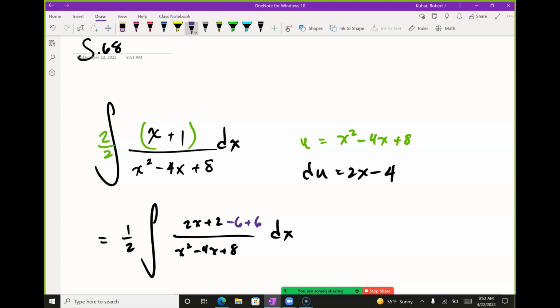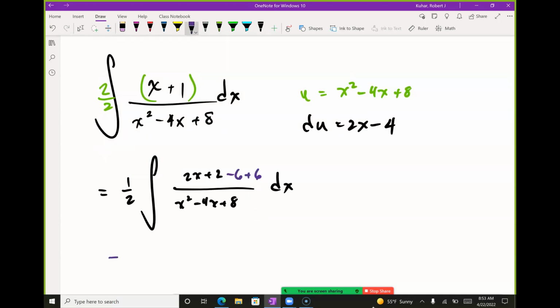So what do I get now? I get 1/2 of the integral of 2x minus 4 plus 6 all over x squared minus 4x plus 8 dx. Everybody with me? How are we doing?